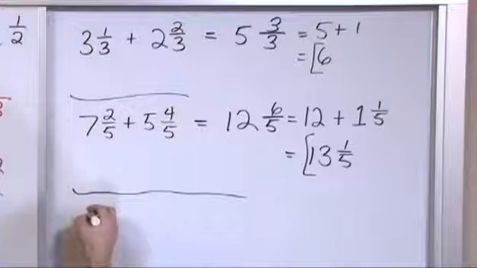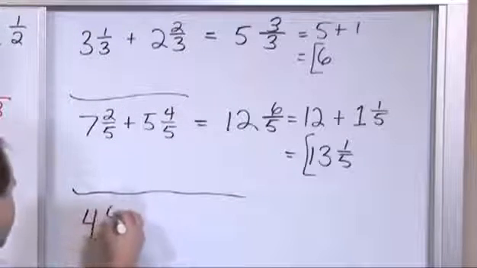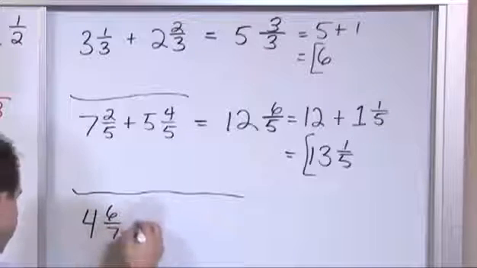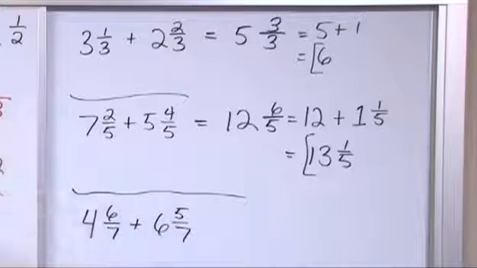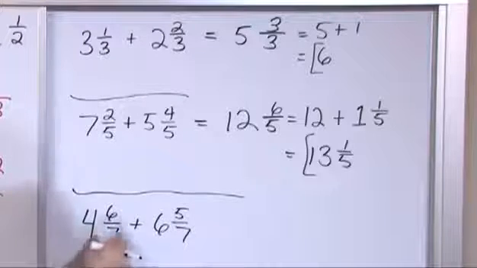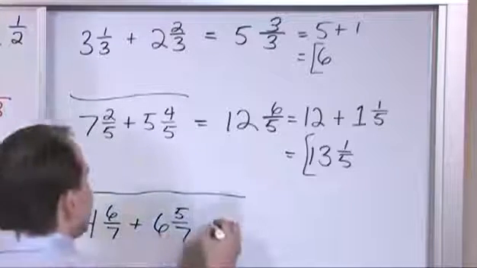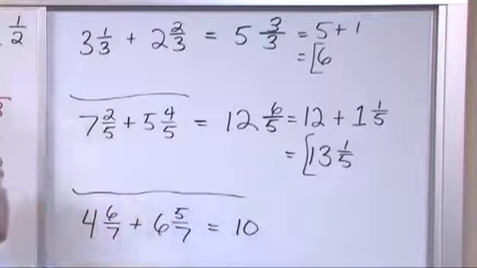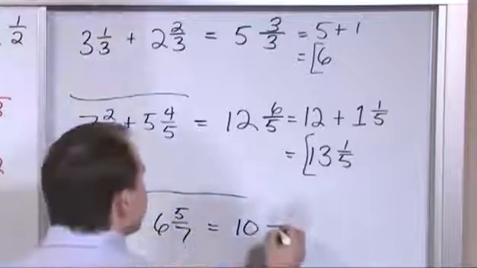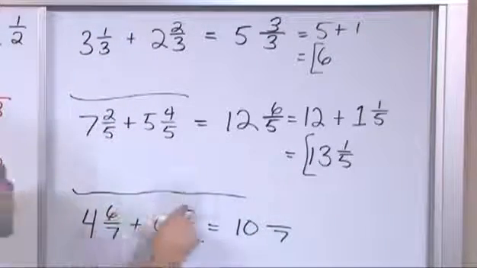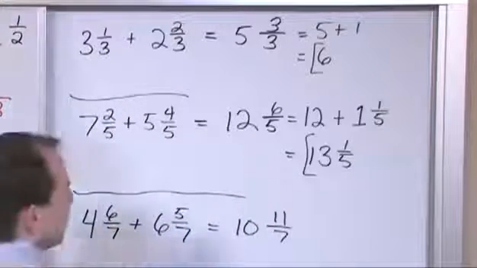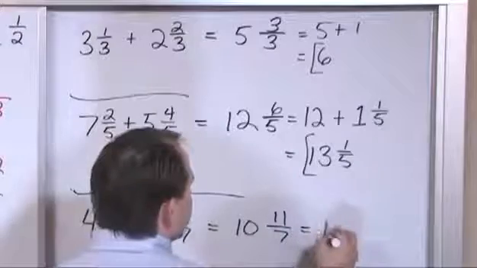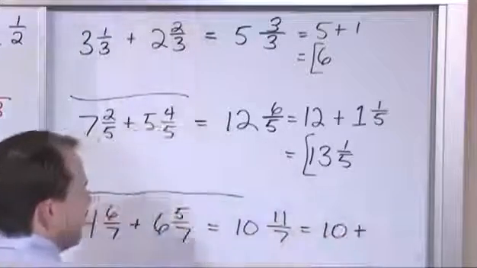All right, let me do one more this way, and I'll show you another way to do these problems. 4 6/7 plus 6 5/7. So we have 2 positive fractions, 4 plus 6, these are the whole numbers, 10. And this fraction here is all over 7, so we'll keep that. 6 plus 5 gives us 11. So we've basically done the answer here, but this fraction here, 10, let's do plus just to make it clear.